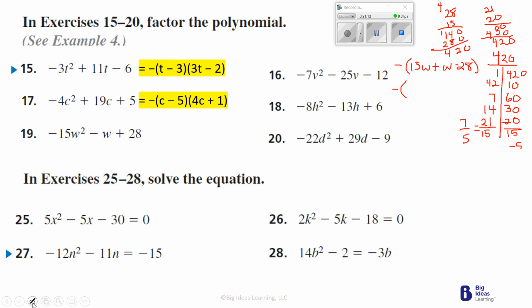So let me change that. Negative 4 over 3. All right, now I have all the numbers I need. Over here, remember, my top number is going to be my constant. The bottom number will be my coefficient.